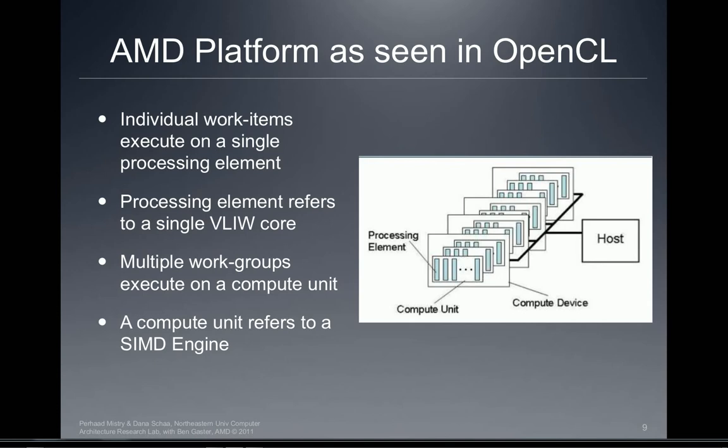How does this map to the OpenCL specification? In the previous slides I showed you this diagram describing the OpenCL specification, the distinction between compute devices, the host, compute units and processing elements. If you want to map this to AMD hardware, you can see individual work items execute on a single processing element. And one such processing element refers to a single VLIW core. Multiple work groups execute on one compute unit, and such a compute unit refers to one of the SIMD engines, of which there are 20 on the GPU of AMD.